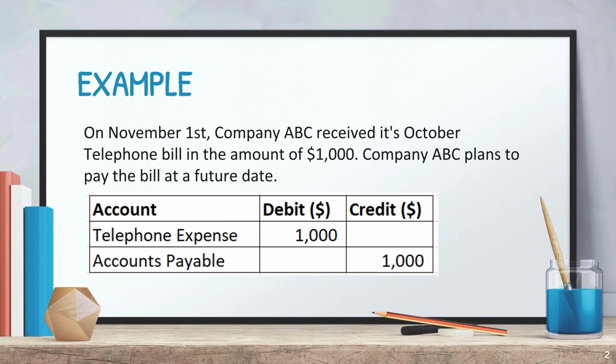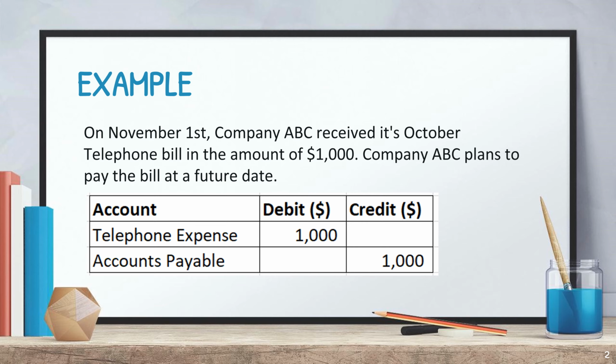In the account column, we need to identify the accounts affected. In this case, we have the telephone expense account and the accounts payable account. The telephone expense account is debited with $1,000 because it is an expense and expenses increase with a debit entry. On the other hand, the accounts payable account is credited with $1,000 because it represents an amount owed to a vendor or supplier. Accounts payable increases with a credit entry.